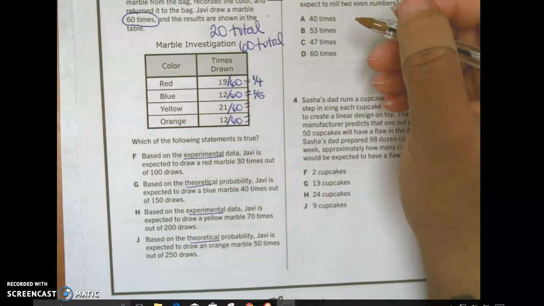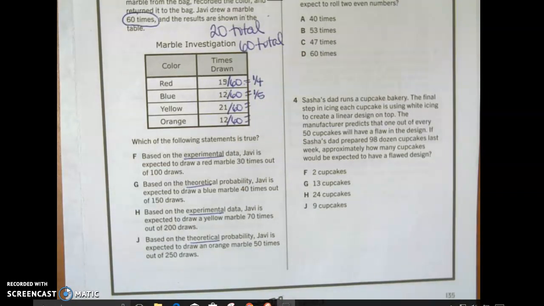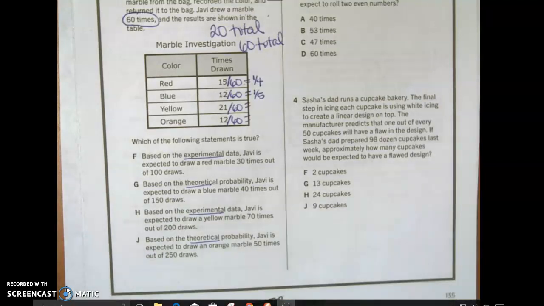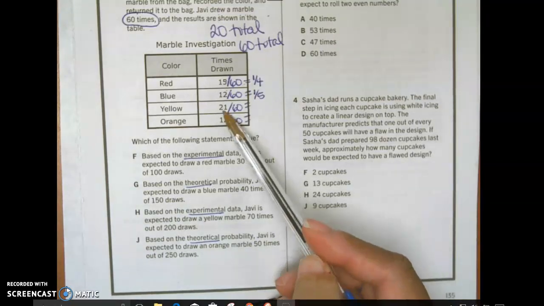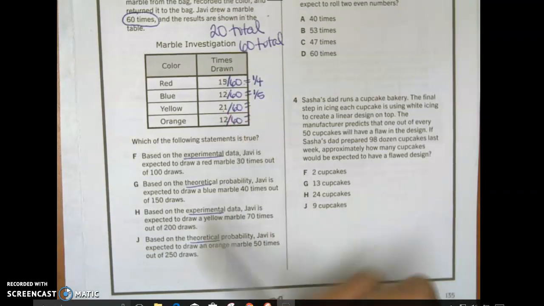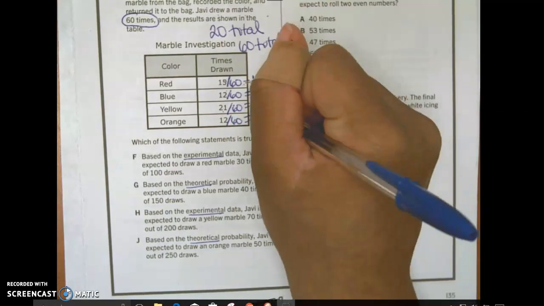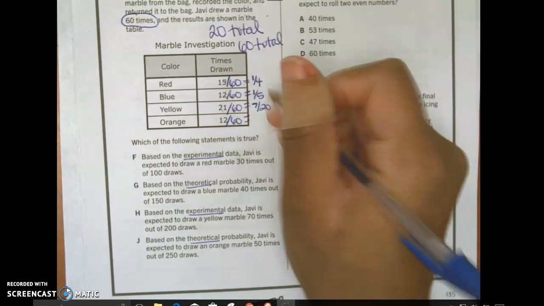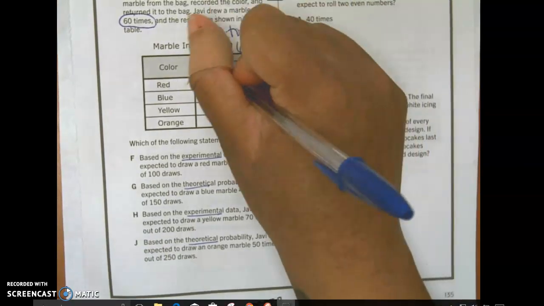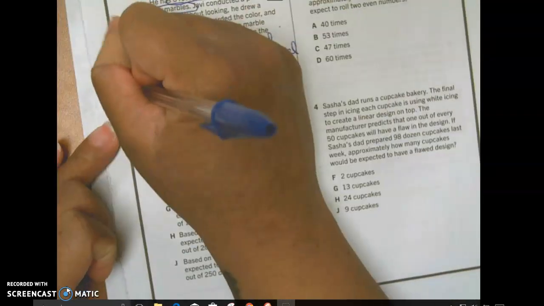21 and 60, what do they have in common? They do have something in common. 6? Not 6. 7? No. 3. Uh-huh. How many times does 3 go into 21? 7. And 60? 20. So what's the fraction? 7 over 20. 7/20ths. And then 12/60ths again, 1/5. So this is experimental. Right here.